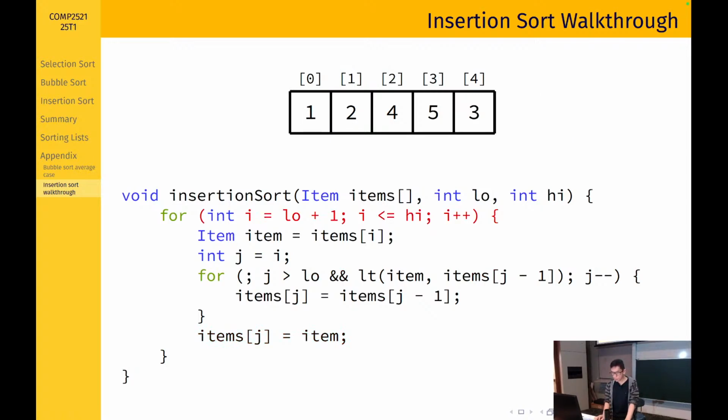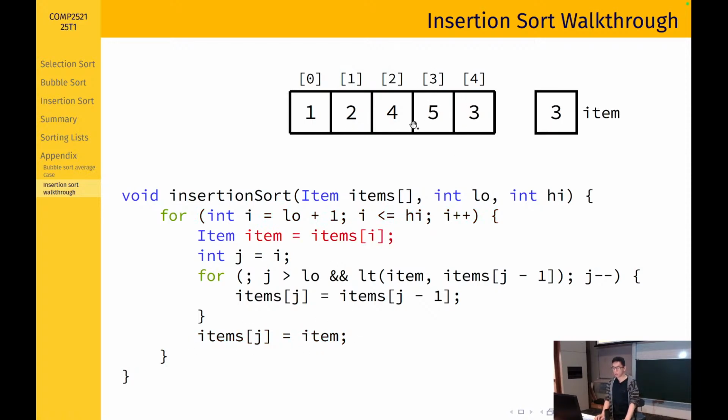Next, we try to insert the 5. We initialize j to be equal to 3, to this index. But since 5 is not less than 4, it's greater than 4, that means the 5 is already in the right spot. So we just insert it right back where it was.